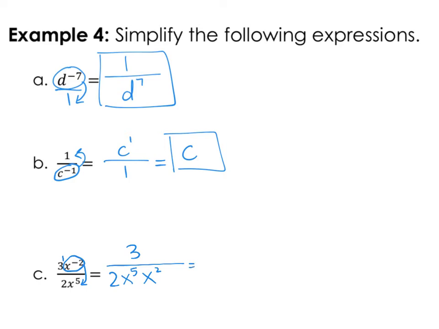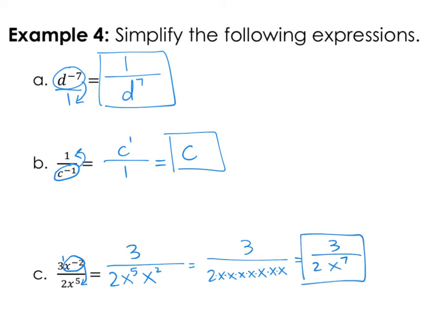Now, if I were to write this all out, I have 5 x's, 3, 4, 5, times 2 more x's, which means I have 1, 2, 3, 4, 5, 6, 7 x's on bottom. So that could be written as x to the 7th.